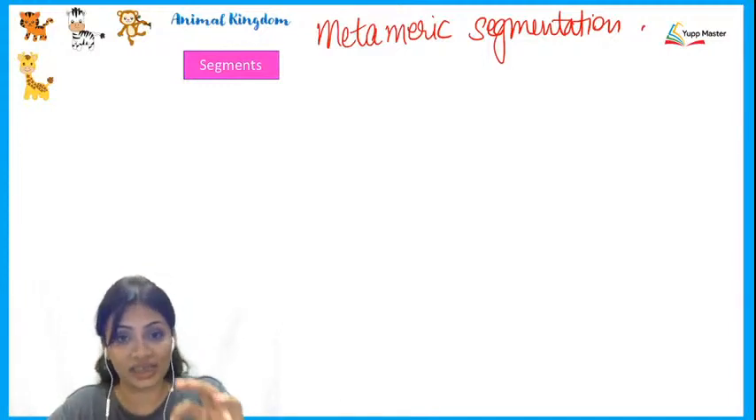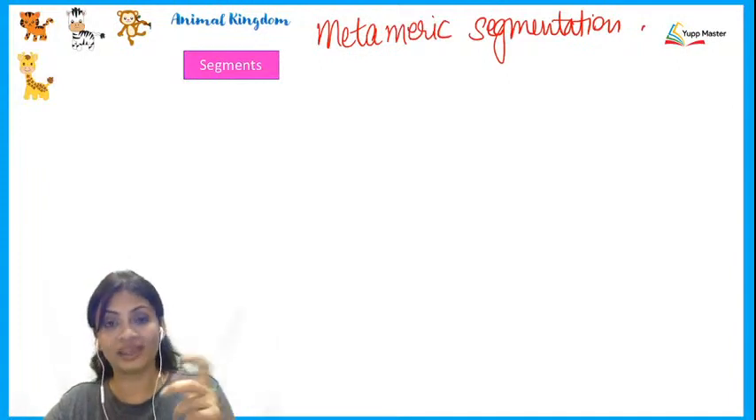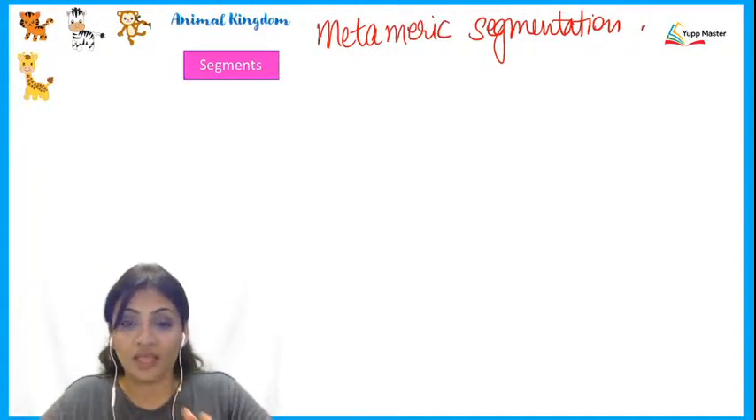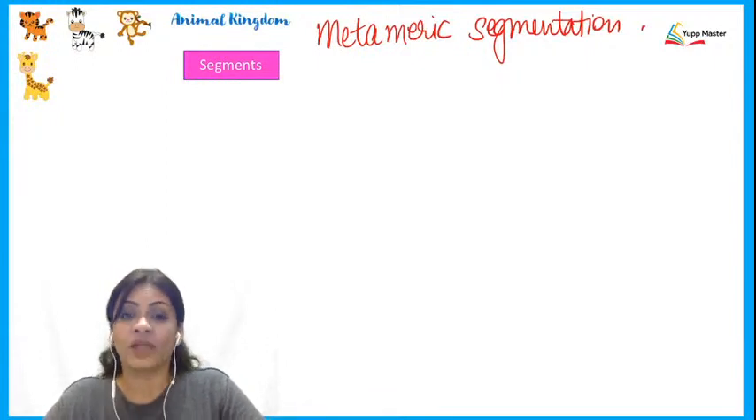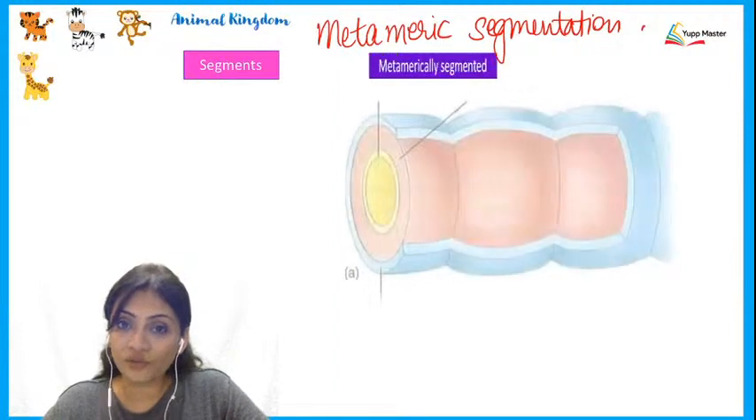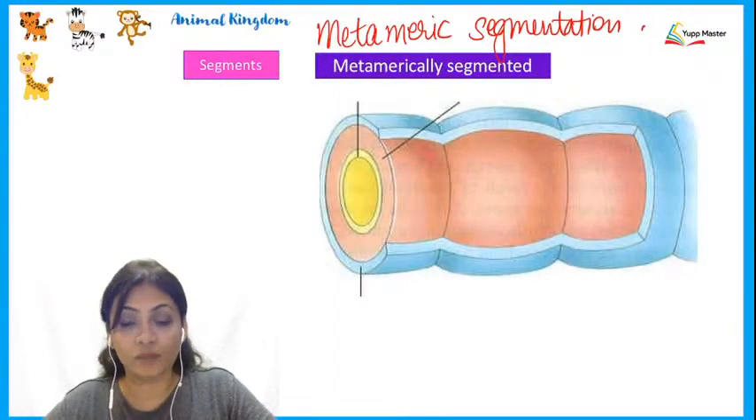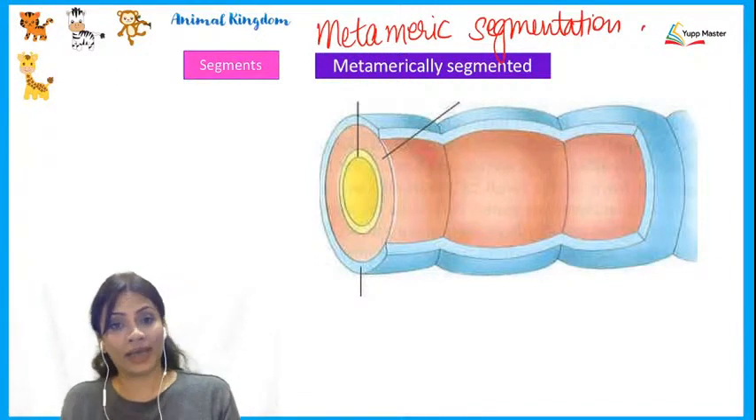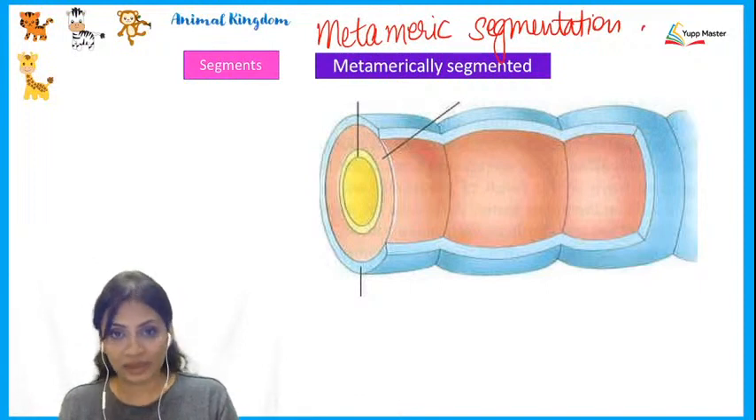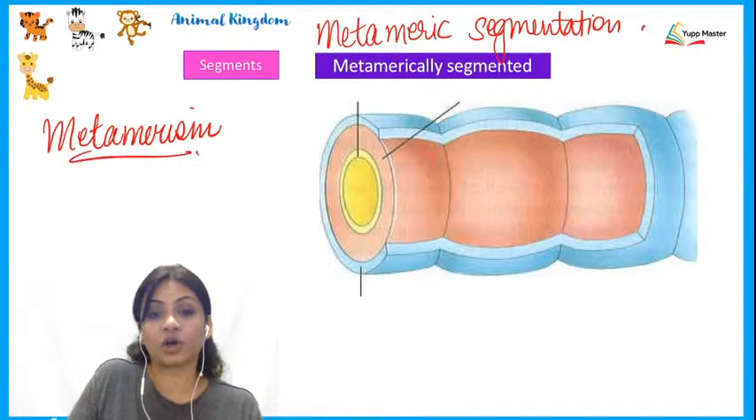If we see that the internal segments are coinciding with the external segments, then these animals are said to be metamerically segmented, and most of the animals belonging to phylum Annelida are seen to be metamerically segmented. What is this phenomenon called? The whole phenomenon of an organism having metameric segmentation is called metamerism.